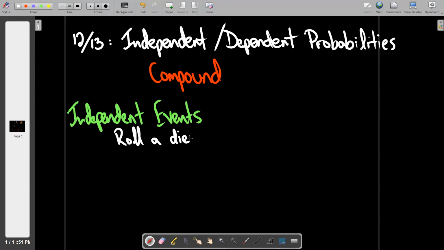Some math books call it a number cube. I just think that sounds weird, so I just call them die. It's a die. So if you were to roll a die, right? You okay, buddy? Okay.